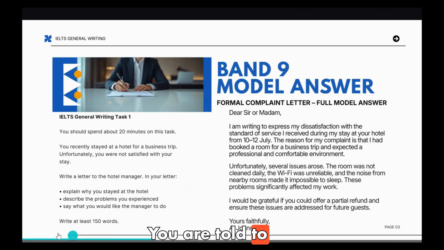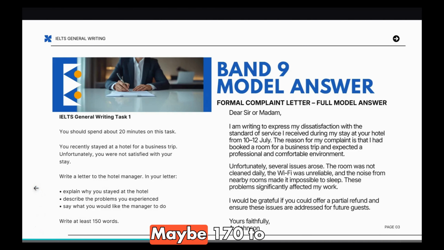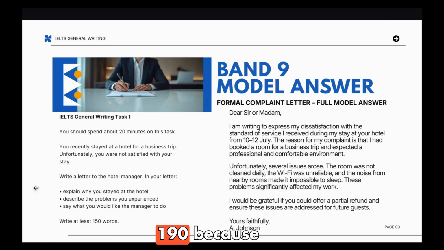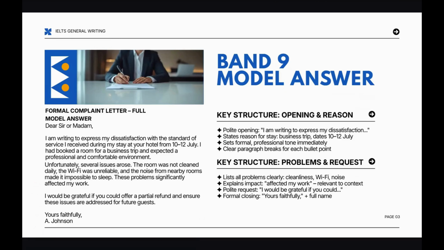You are told to write 150 words. Personally, I recommend writing slightly more, maybe 170 to 190, because a lot of people actually find it difficult to keep what they're saying in that word limit. So I recommend writing slightly more. So what else should you do for your structure as well?